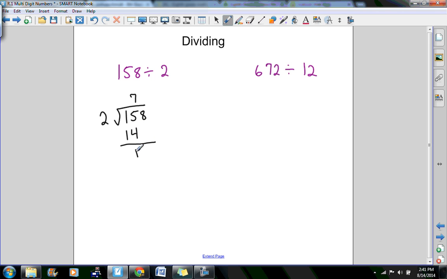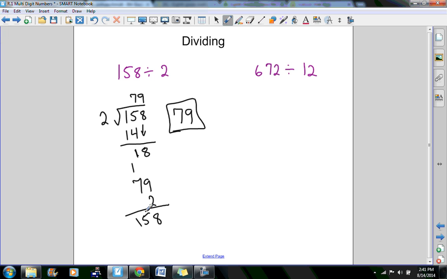I bring this 1 down, and I bring 8 down. So I do the same process. 18 divided by 2 is 9. And so my answer is 79. The way I check my answer is I do 2 times 79, which is 158. So I know I have done the problem correctly. I just did it in reverse.